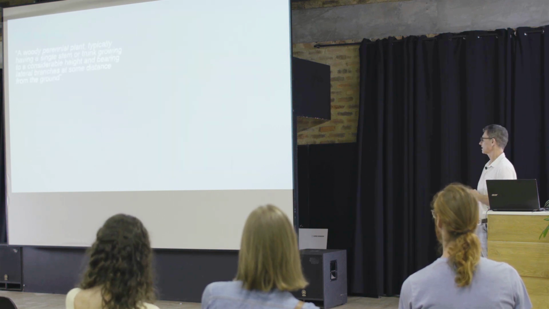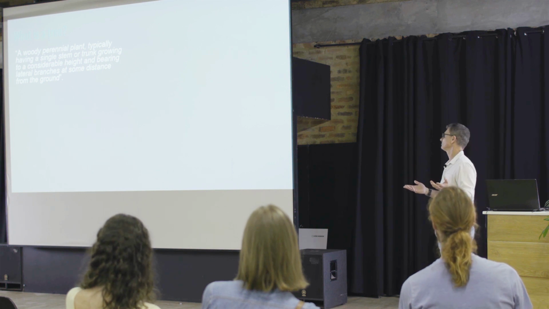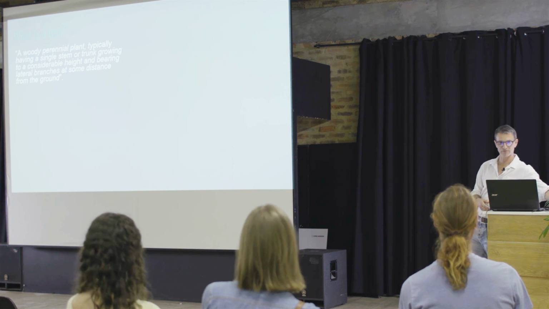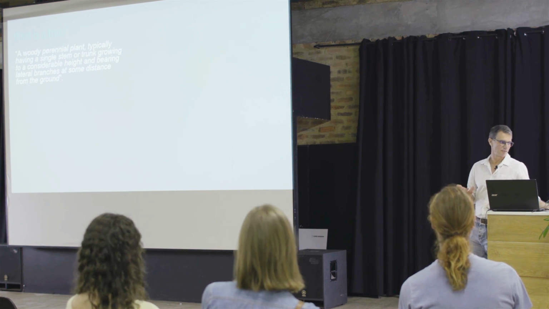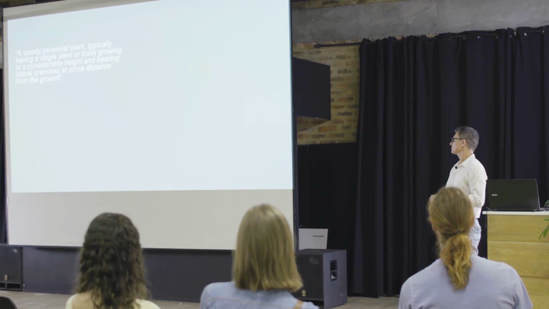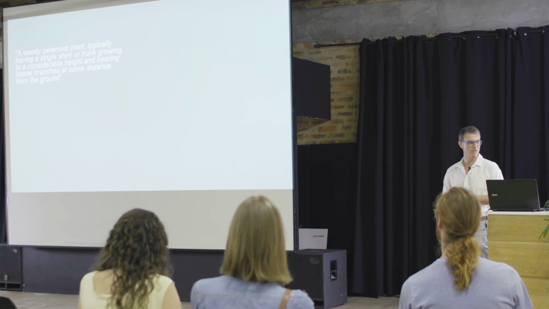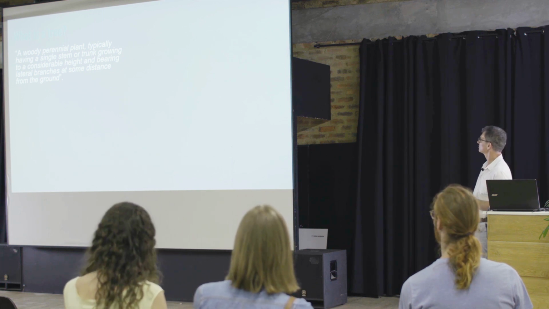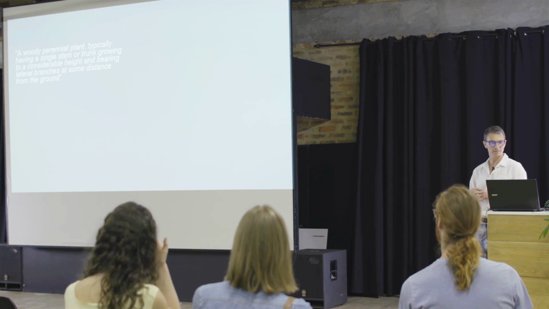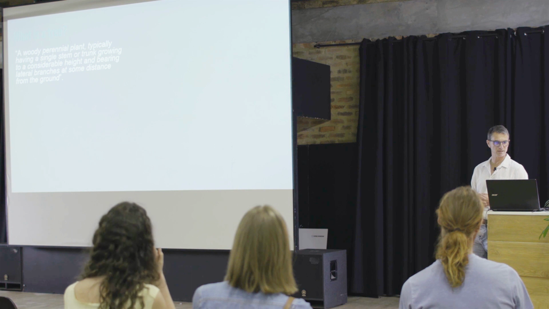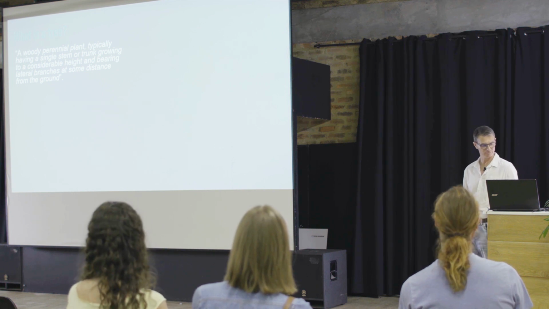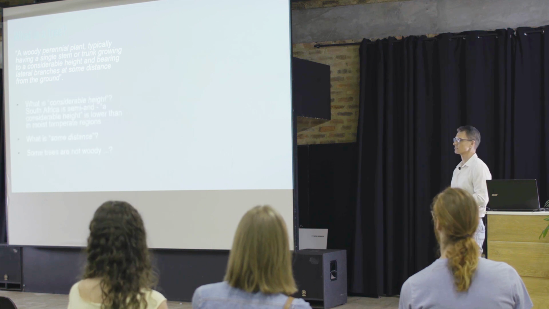So the first concept is, what is a tree? Everybody has their own idea of what a tree is, and I specifically asked that question here because I had to answer that for myself when I wrote the book. So there's a common definition, which is a woody perennial plant, typically having a single stem or trunk, growing to considerable height. I'm not sure what considerable is, and also lateral branches at some distance from the ground. There's a lot of room for interpretation there.